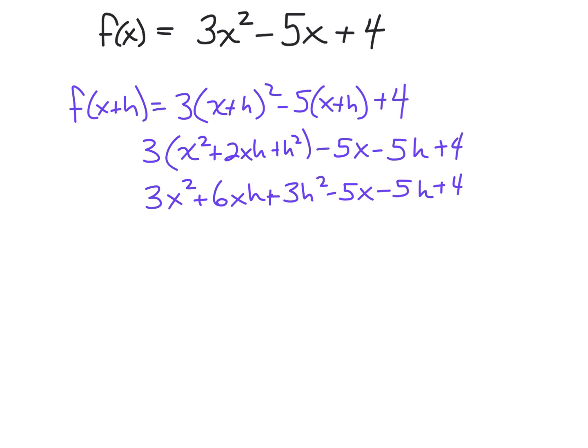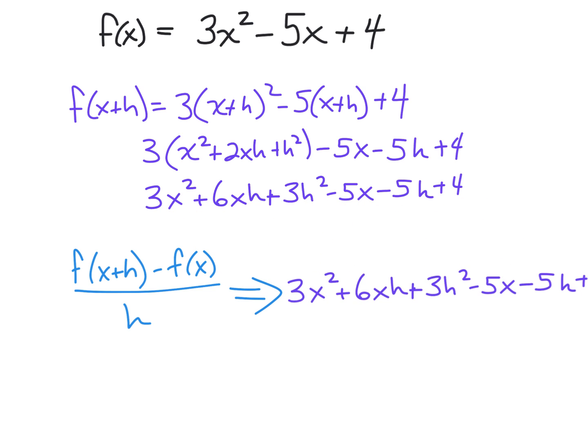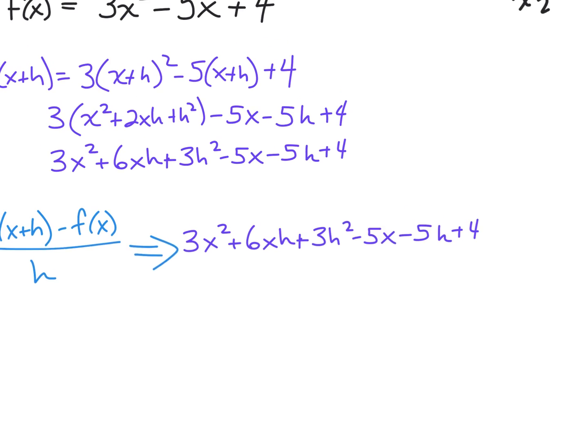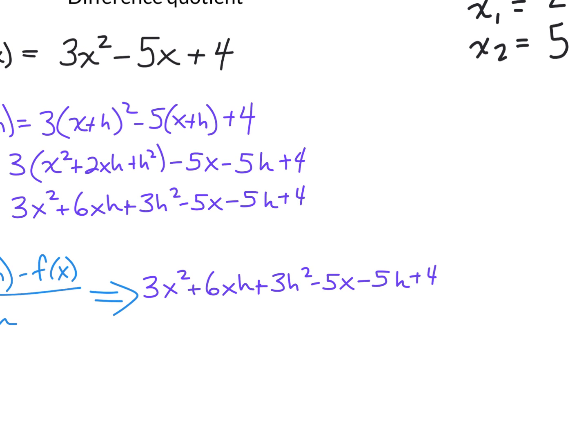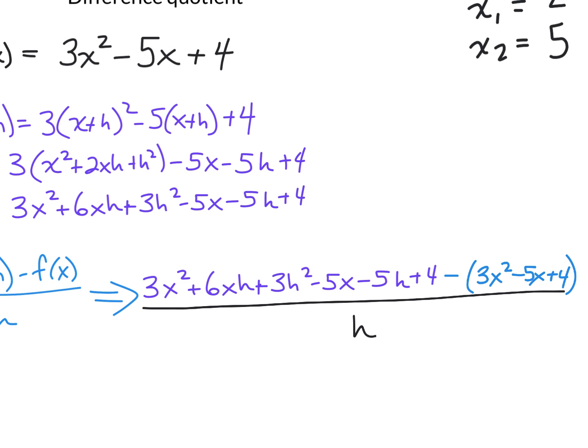Now I'm going to plug this into my formula, right? When I want a difference quotient, I'm going to take f of x plus h minus f of x, all over h. In this case, our numerator will be exactly what we just found. I'll just copy that down. And then from that, we are going to subtract the f of x, which is 3x squared minus 5x plus 4. And all of this will be divided by h.